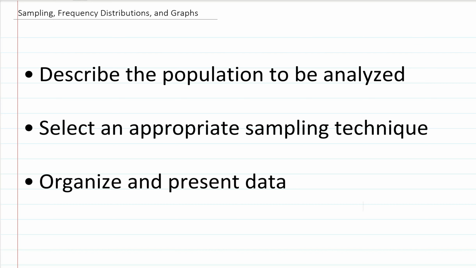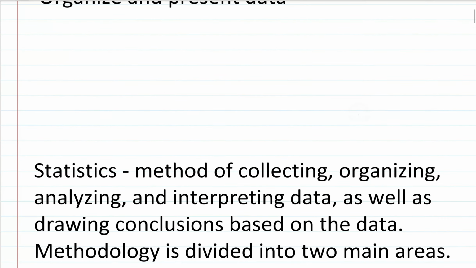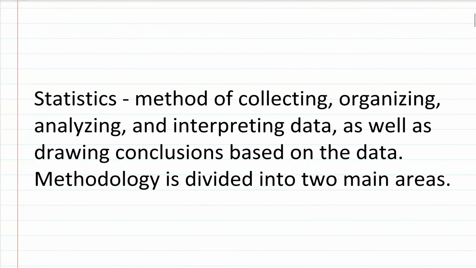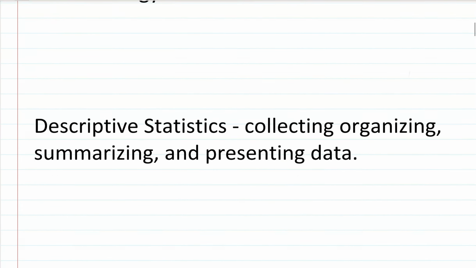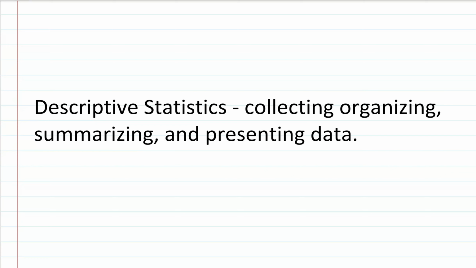So first we should go over some basic definitions. First is statistics. What is it? Well, it's the method of collecting, organizing, analyzing, and interpreting data, as well as drawing conclusions based on the data. So the methodology is divided into two main areas. We have the first area, which is called descriptive statistics. This is where we do the collecting, the organizing, summarizing, and presenting the data.